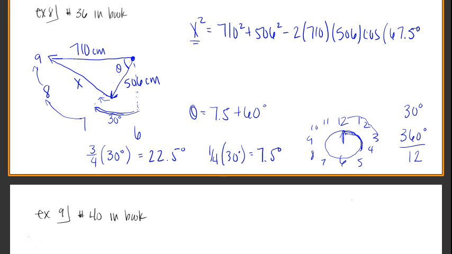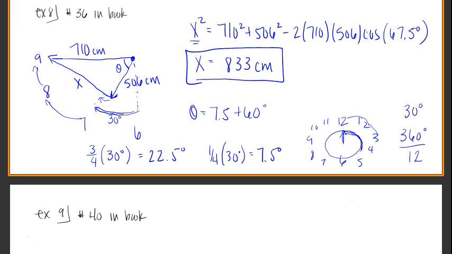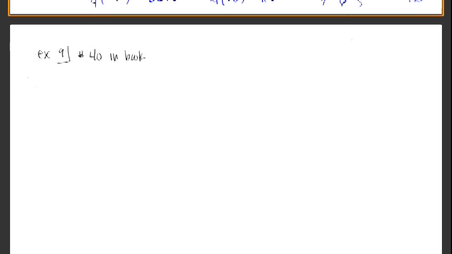67.5 degrees. Okay. Plugging this into our calculator, and this time I'm going to go ahead and take the square root. And I get, rounded to 3 significant digits, 833 centimeters. Look at that and see if that makes sense. I've got sides of 710 and 506. That looks like a pretty long measure between the two. So I'm thinking, right, it's about 833. Okay? All right, let's do one more problem and we'll call this finished.